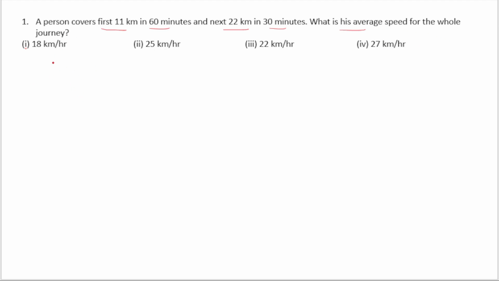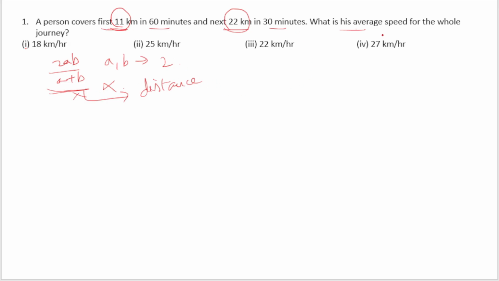See, in the last class we have seen a formula. Average speed is given as 2AB divided by A plus B, where A and B are the two different speeds. Can we use this formula here? No, we cannot. We can use this formula only if the distance is the same in both cases. In the first case, the distance traveled is 11 kilometers and in the second case, it is 22 kilometers. The distance is not the same, so we cannot use this formula.